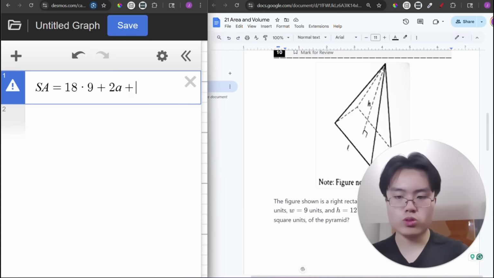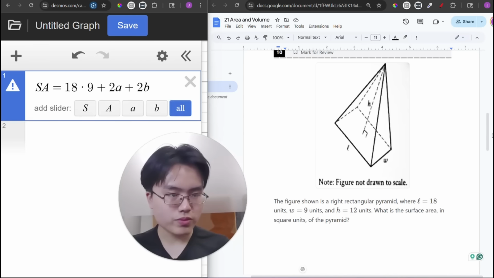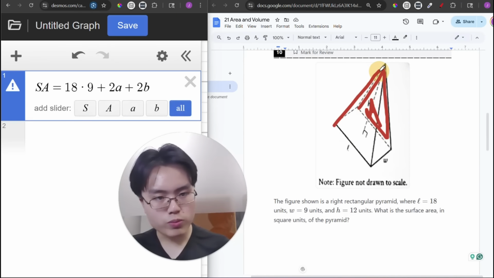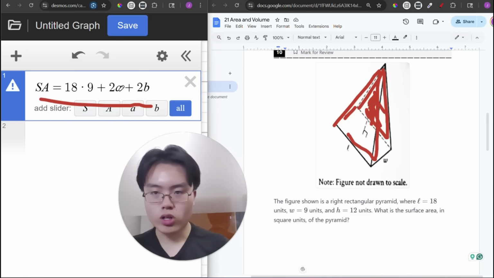Hopefully I'm not confusing you with all these different things. Hopefully this makes sense. This is the exact same as the base one, so I just need to find A, the area of this, multiplied by 2. This is what I mean by getting the formula. This helps you break it down. So how do we get A?